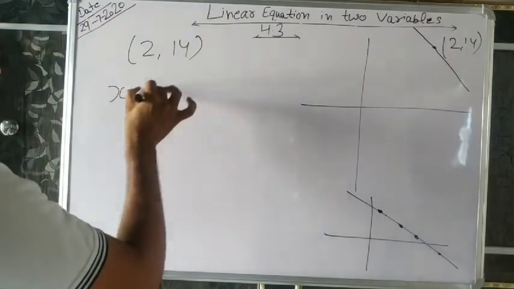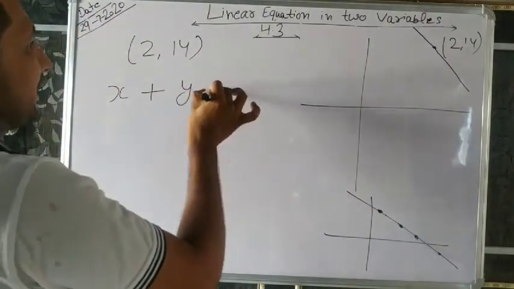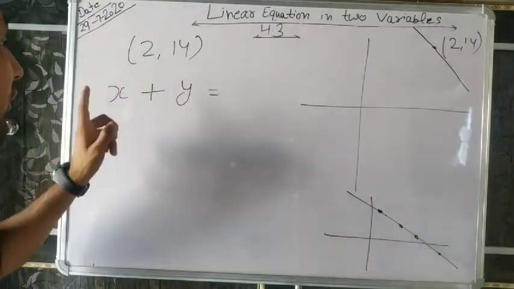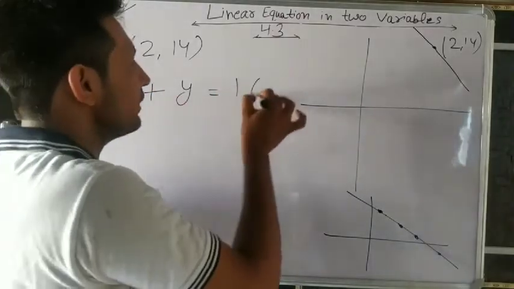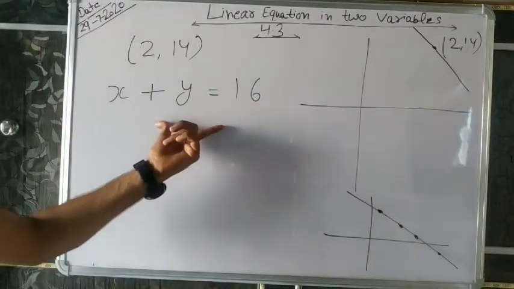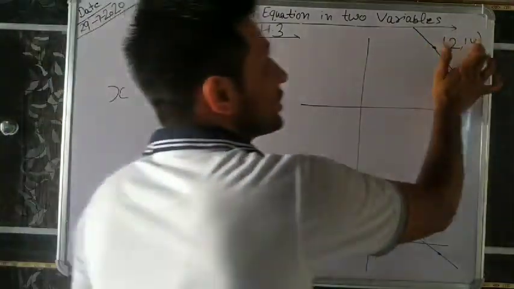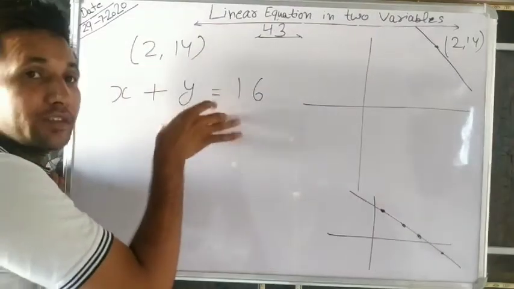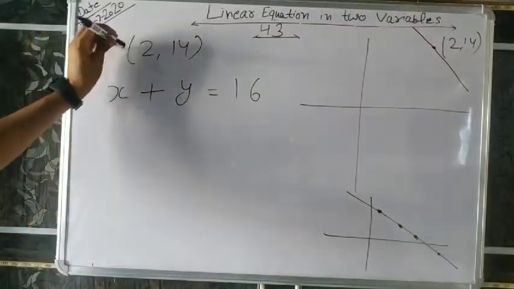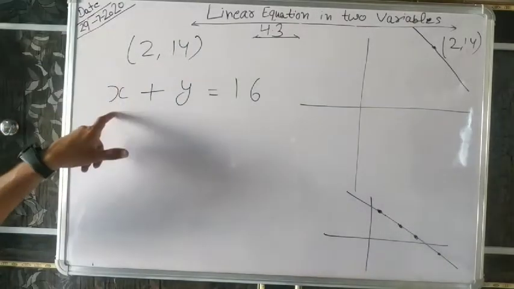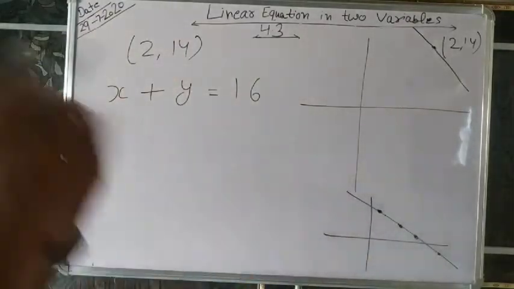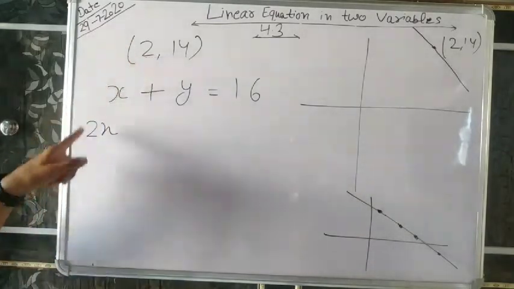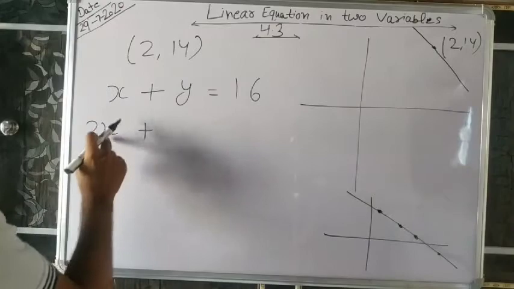Suppose x plus y, yes, equation. X is 2, y is 14. 2 plus 14, 16. Yes, it is the first equation which is passing through this point. If this point is the solution of this equation, it means this point satisfies the equation. 2 plus 14, 16. Yes, any equation you can write. 2 into x, yes, you can write 2 into 2 plus 2 into 2, 4.